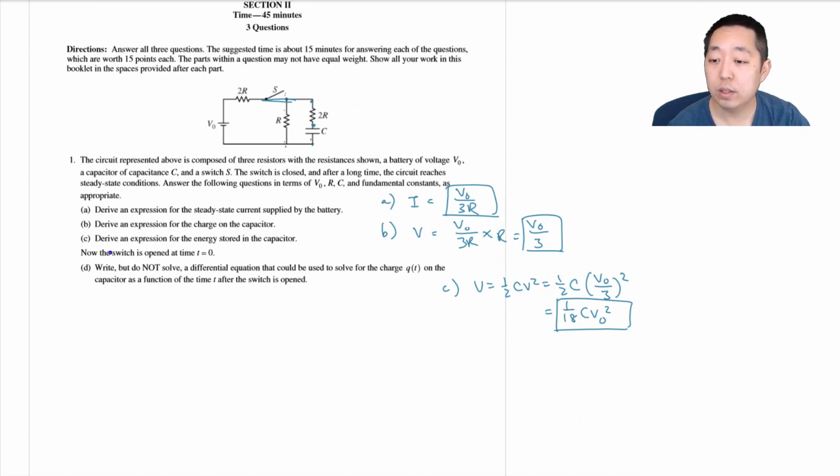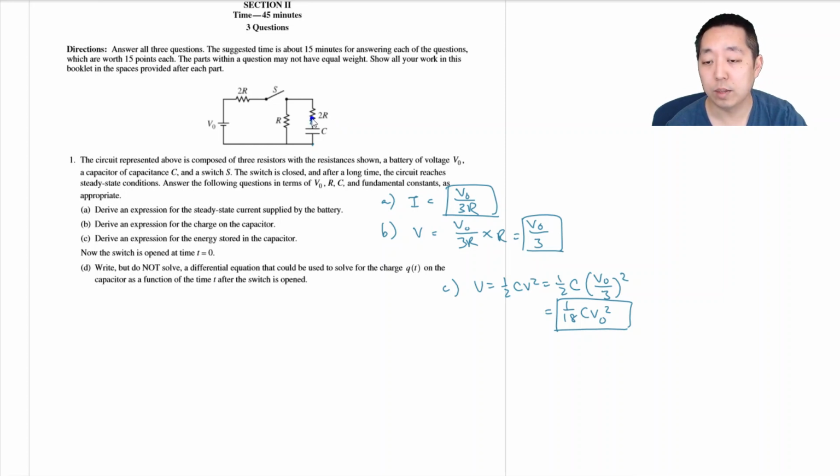Okay, now the switch is open at time t equals 0. So now we're going to open this up. Write, but do not solve, a differential equation that could be used to solve for the charge Q of t on the capacitor as a function of time after the switch is opened. Okay, so once it's opened, you just need to set up the differential equation.